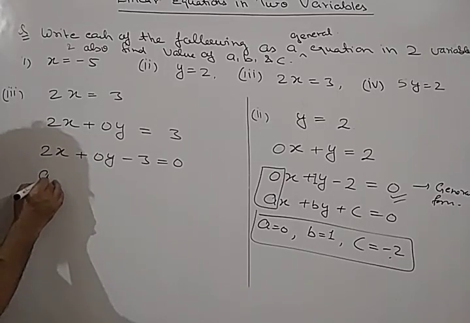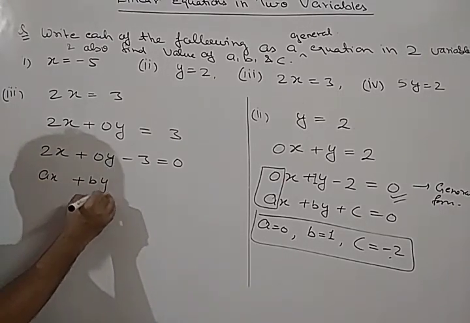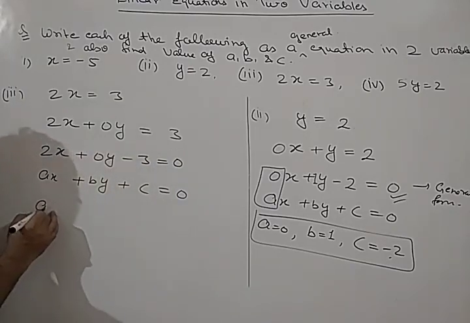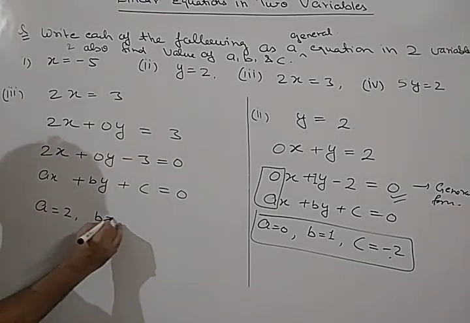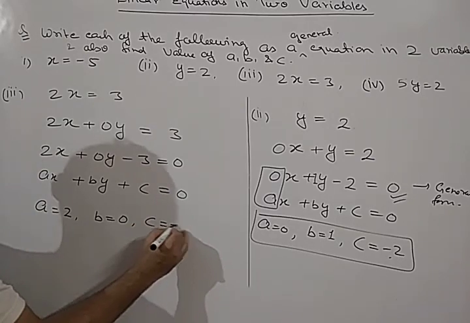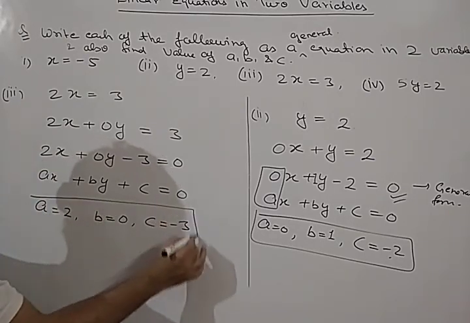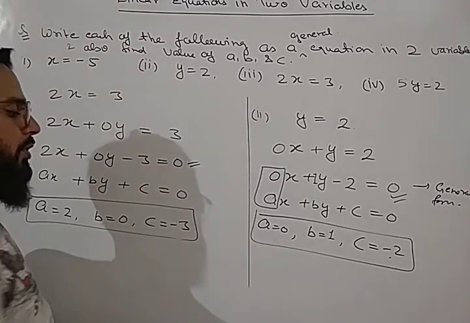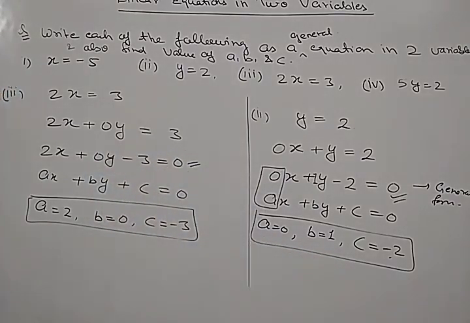Comparing it with the general form of linear equation ax plus by plus c equal to 0, we will get a is equal to 2, b is equal to 0 and c is equal to minus 3. Okay, so this is our answer, the general form, and these are the values of a, b and c.